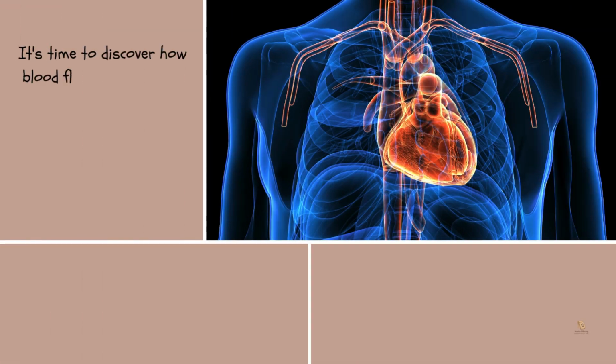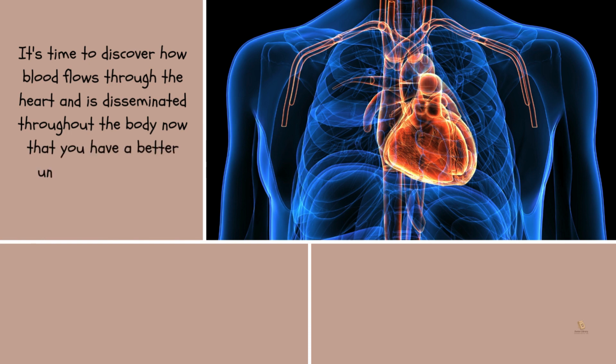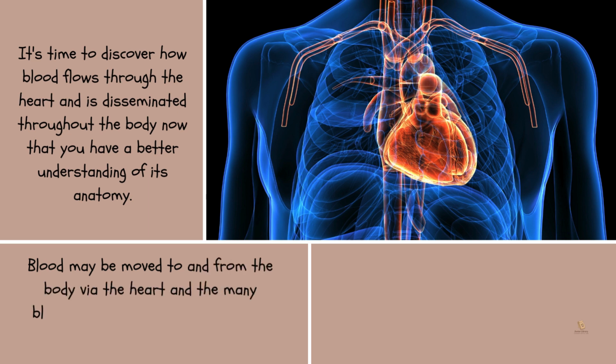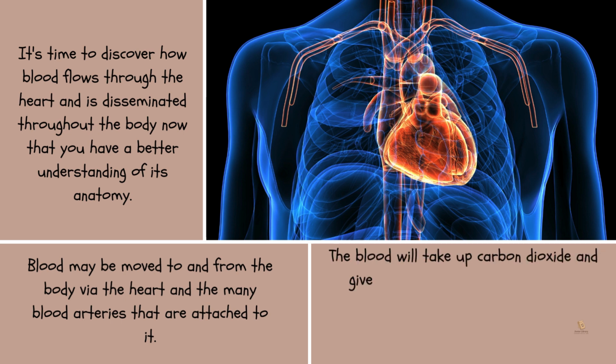It's time to discover how blood flows through the heart and is distributed throughout the body now that you have a better understanding of its anatomy. Blood may be moved to and from the body via the heart and the many blood vessels that are attached to it. The blood will take up carbon dioxide and give oxygen to the tissues and cells.